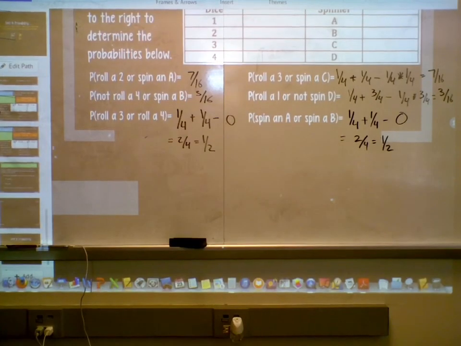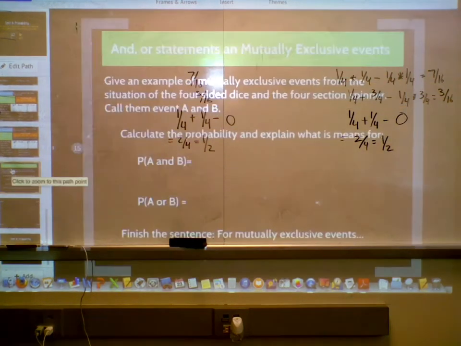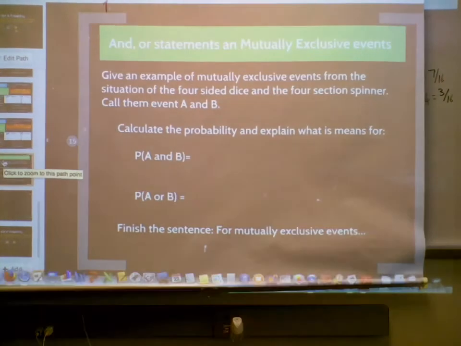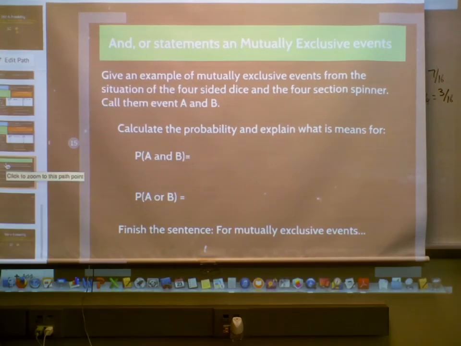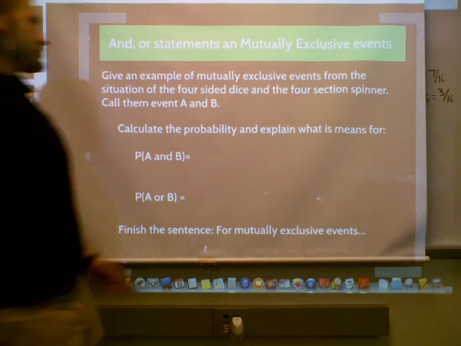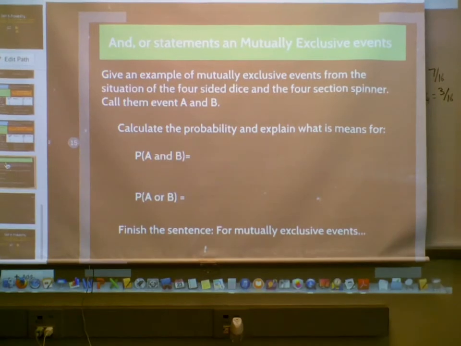Any questions? All right. Last thing at the bottom of your page, then we'll be done. Okay. There you go. And or statements. Oh, I forgot. And mutually exclusive events. Give an example of mutually exclusive events from the situation of the 4-sided dice and the 4-section spinner. Call them event A and B.